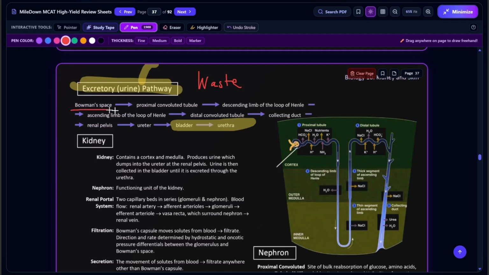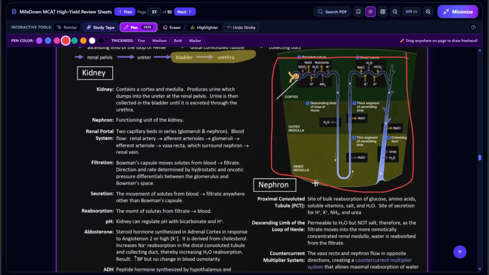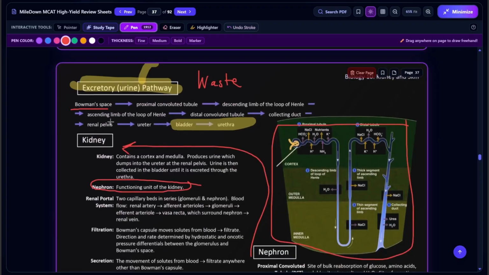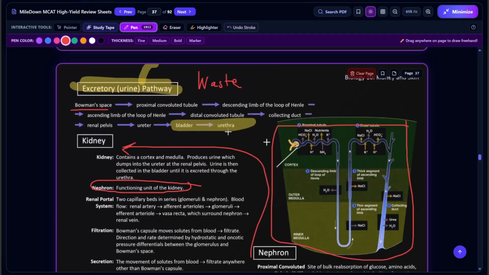It goes from your Bowman space to within your kidney, right? This is like a picture of a nephron, which is a part of the kidney. So, the functioning unit of the kidney. Everything's a little bit, it looks organized, but it's not that organized, or how I would teach it. So the nephron is here, and Bowman space is right here, and the proximal convoluted tube is right here.